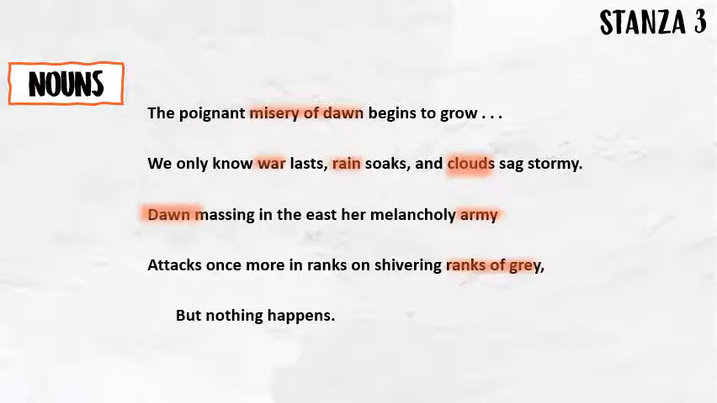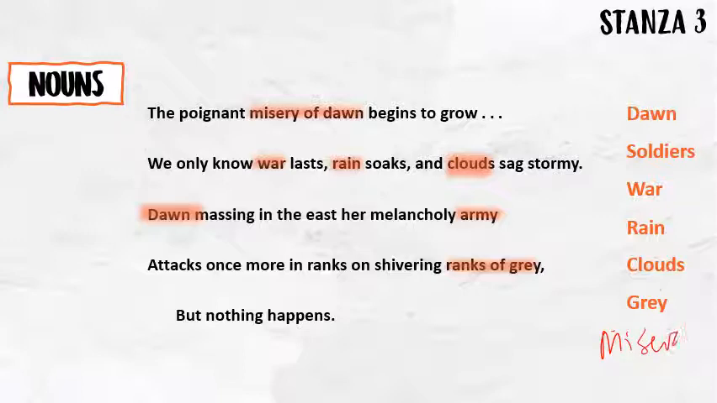So we've got the nouns here. The misery of dawn, war, rain, clouds, dawn, army, ranks of grey. So when we write them down, I wonder if you did this, and I really recommend that you do try and do this. Copy these things down. Dawn, soldiers, war, rain, clouds, grey. Gives us a really miserable impression. And so you can see by pulling out these words, writing them down, we're getting a greater sense of what the poet is seeking to do.